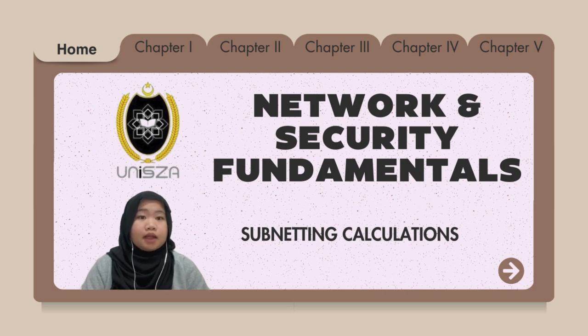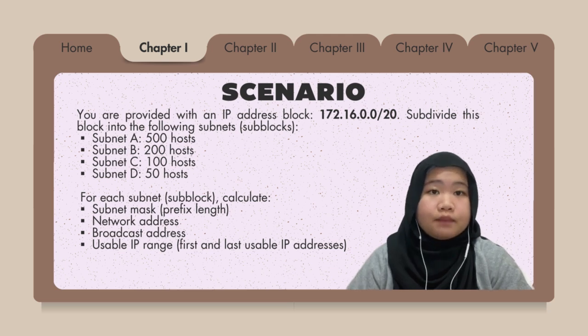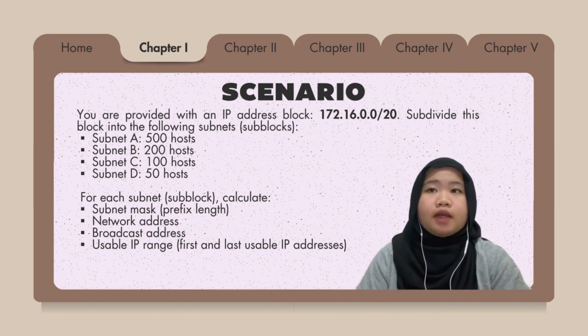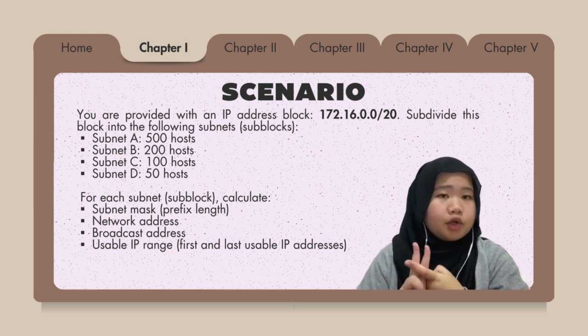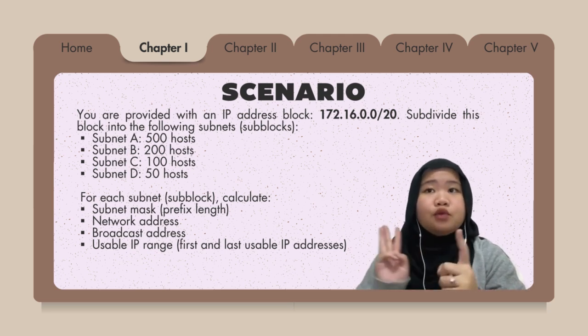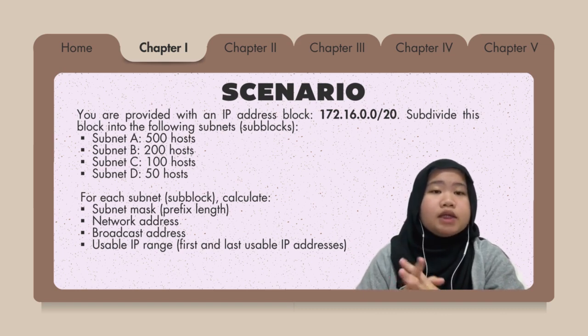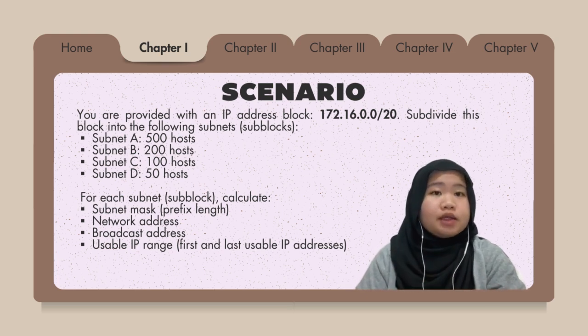It's about subnetting calculation. For the scenario, you are provided with an IP address block 172.16.0.0/20, and it is also provided for subnet: subnet A 500 hosts, subnet B 200 hosts, subnet C 100 hosts, and also subnet D 50 hosts. And for each subnet, we have to calculate the subnet mask, which is the prefix length, network address, broadcast address, and also usable IP range for the first and last usable IP addresses.